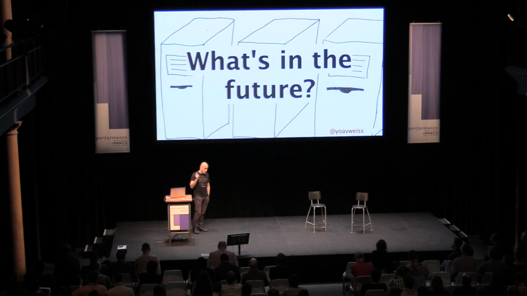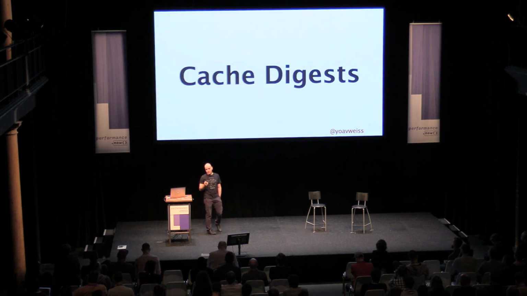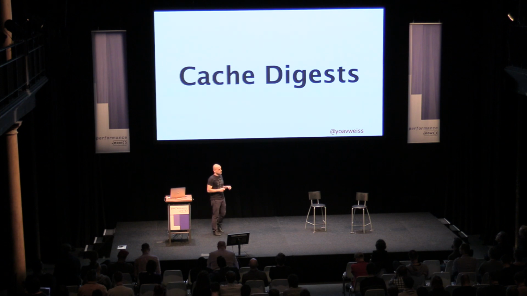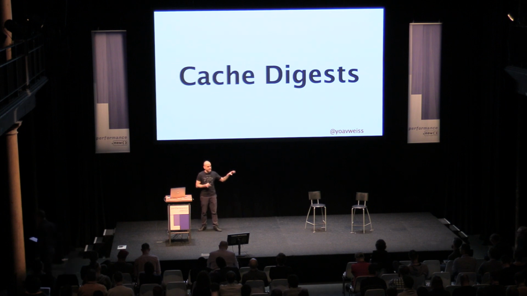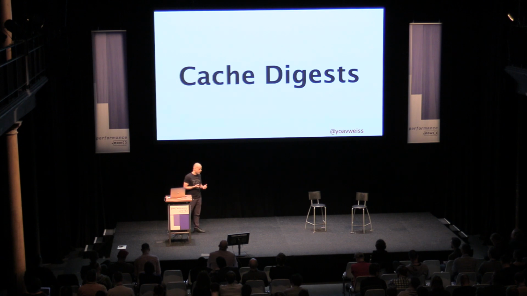One way we want to fix that is with cache digests, which is a new IETF draft that will enable browsers to send servers an image of everything they have in cache, and then the server can avoid sending those resources down because they're already there, so there's no need to.